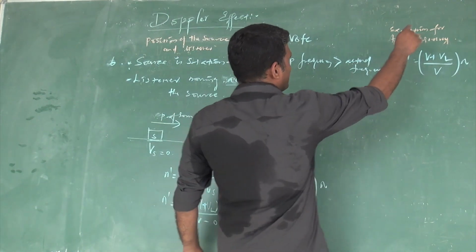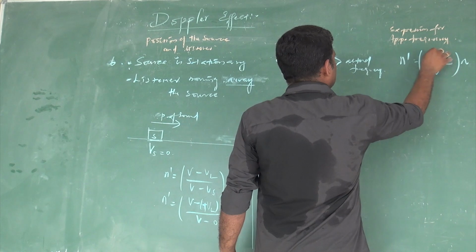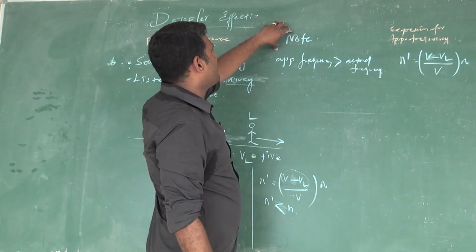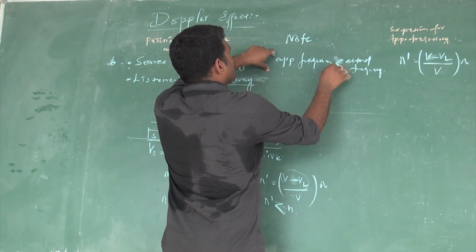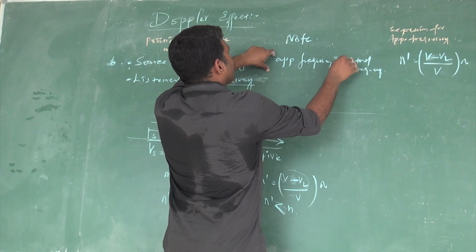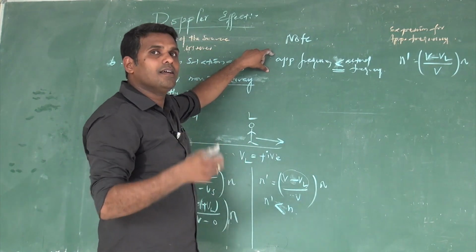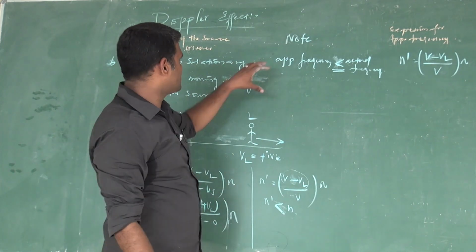So I can write the expression for apparent frequency: N prime is equal to (V minus VL) divided by V into N. What about the note here? Apparent frequency is less than the actual frequency. The frequency of the sound heard by the listener is less than the frequency of the original sound. This is the sixth case.